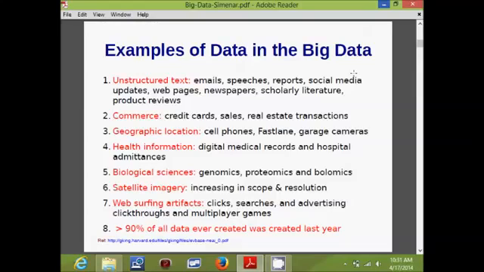So, what is big data about? What is big data? What do you think big data is? I don't like just to speak, I'd like to make some conversations. So, big data is about what? What is it?